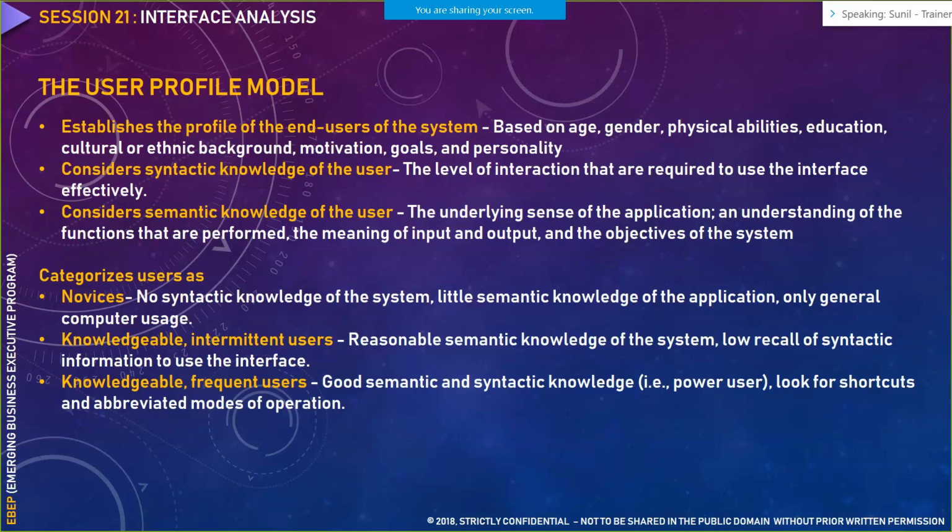And then comes the semantic knowledge of the user, wherein we need to understand the underlying sense of the application, the understanding of the functions that are performed, and the meaning of input and output. For example, if you open the Facebook application, it's a social networking website. So we understand what functionalities would be there pertaining to social networking, like sharing, deleting, and uploading options. Based on the nature of the application, we would define the functionalities, like in what way the application would be used in that given context.